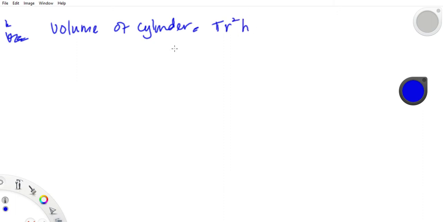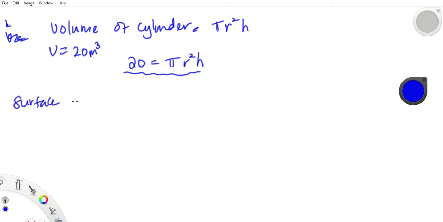Let's say the volume is 20 meters cubed. So that means 20 equals pi r squared h. Fair? Okay, the surface area of that cylinder, the equation for that is, if I'm not mistaken, 2 pi r squared plus 2 pi r h, okay?